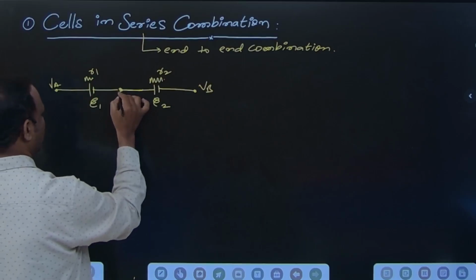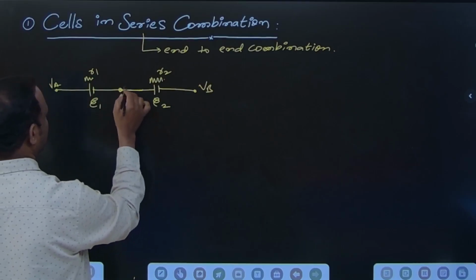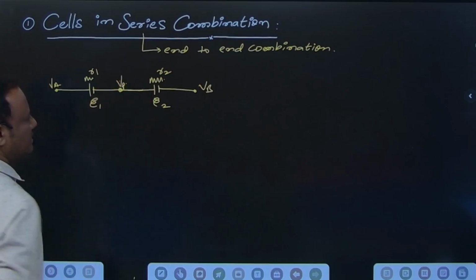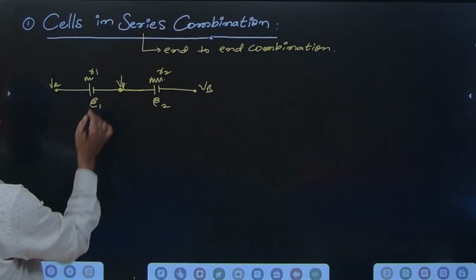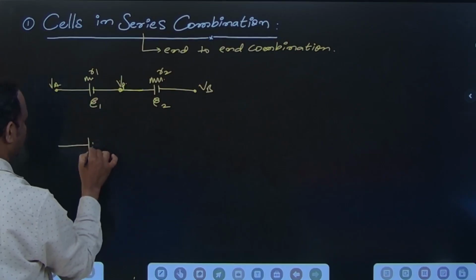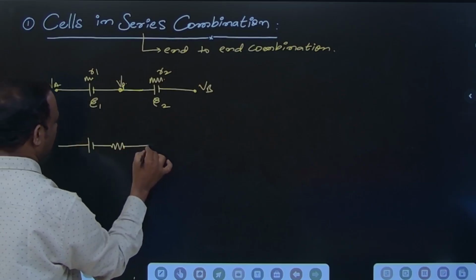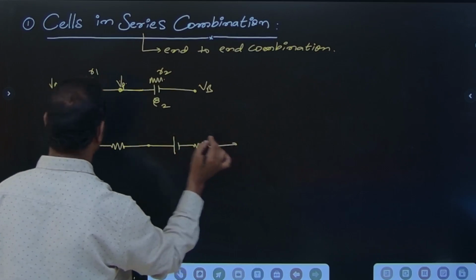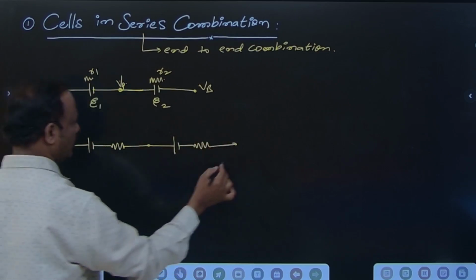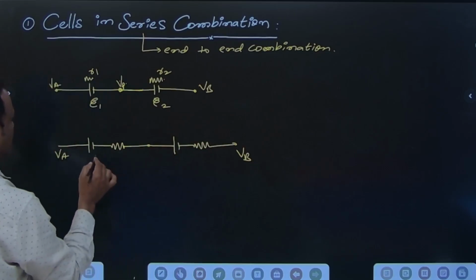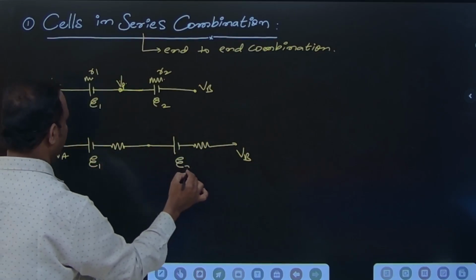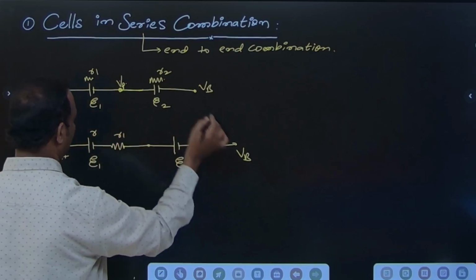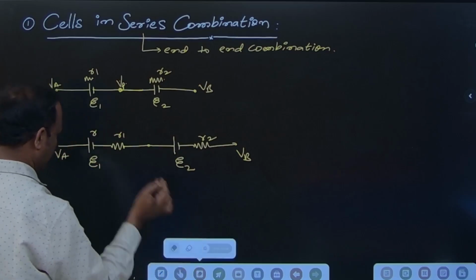Let the potential at this middle point be VP. Redrawing the circuit, with the internal resistors outside for easy understanding, this is VA, and this is VB. The EMFs are E1 and E2, and the internal resistances are R1 and R2.